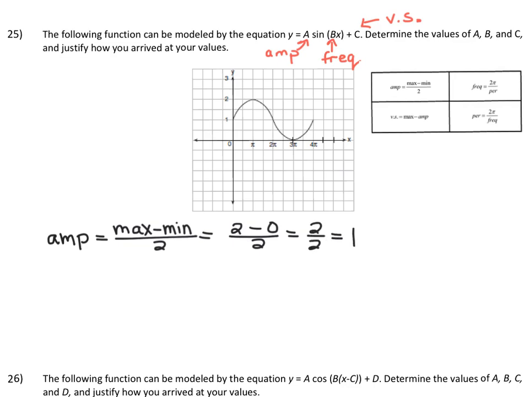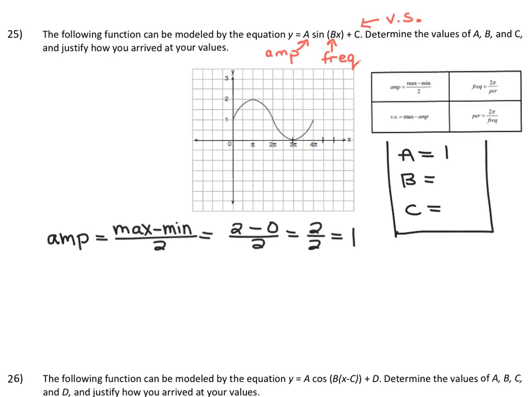Okay, so when they want us to determine the values of A, B, and C, we just found A. We found the amplitude. All right, so let's make an answer key box, right? It's always good to box off your final answers. So here's A, B, and C. So A, the amplitude, we just said is equal to 1.